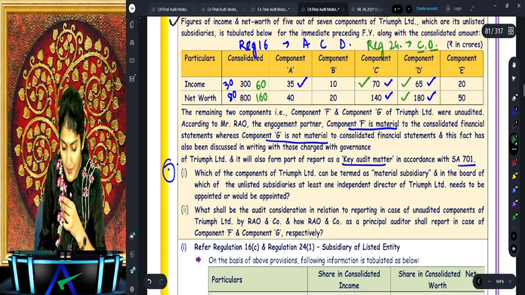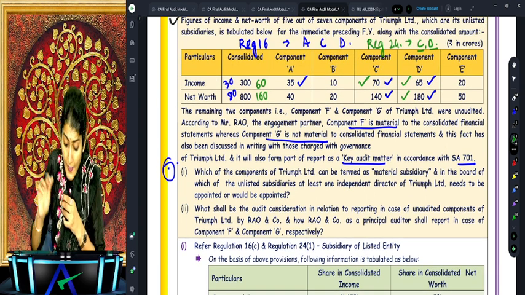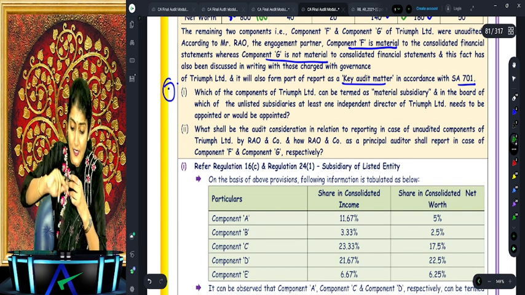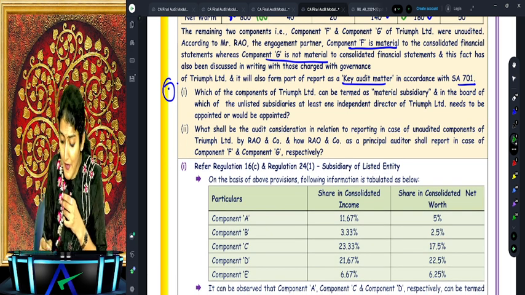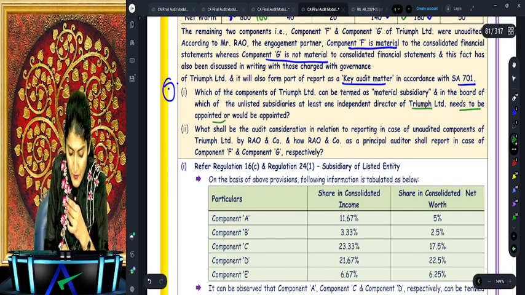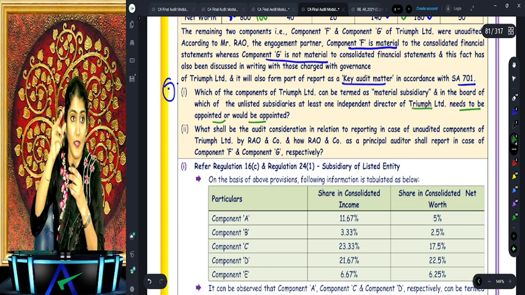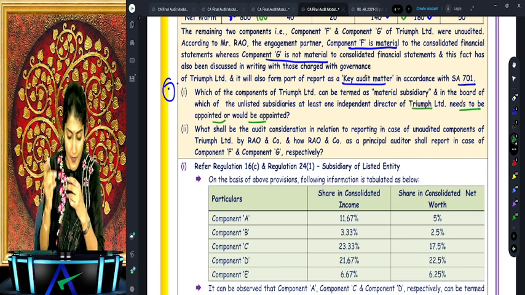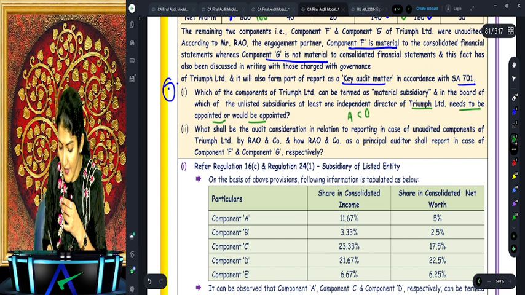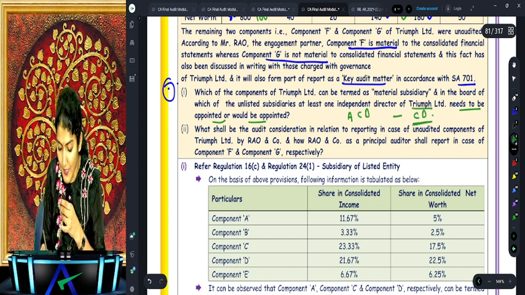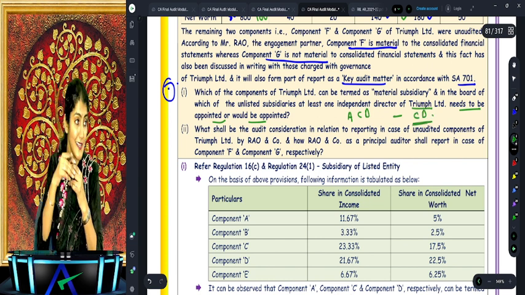So which is a material subsidiary? A, C, D. And in the board of which of the unlisted subsidiary, at least one independent director of Triumph Limited needs to be appointed? So only in case of C and D. Which are material subsidiary? A, C, D, but where there should be a common director, for C and D. Are you understanding that? Yes.